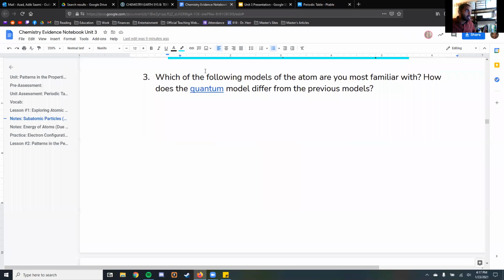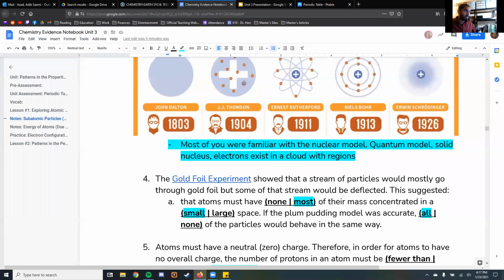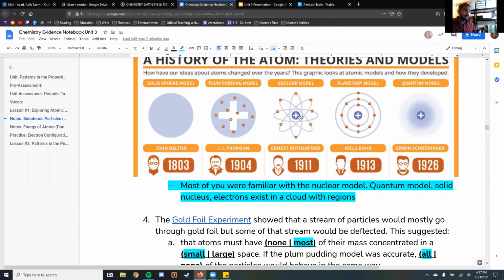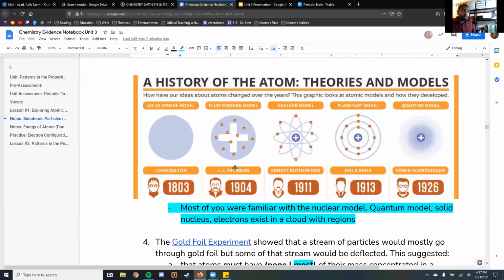But yes, we were talking about these different models, and most of us were familiar with the nuclear models. We want to see how they're different from each other. If we look at them, early on, our particles are literally just that: particles with no charges in them. There's nothing really differentiating them from anything. It's just a block.